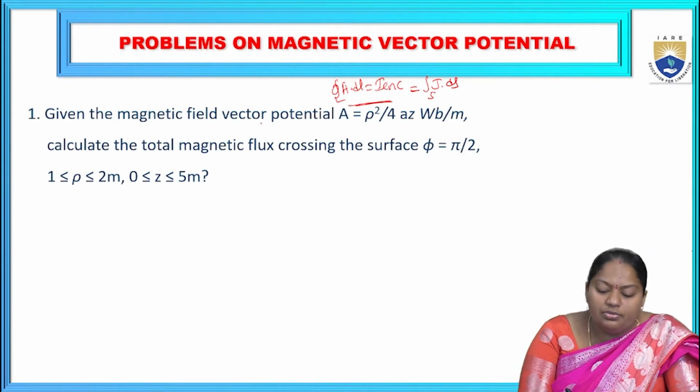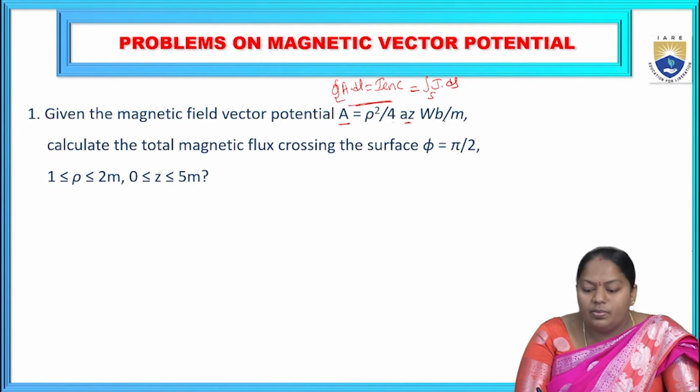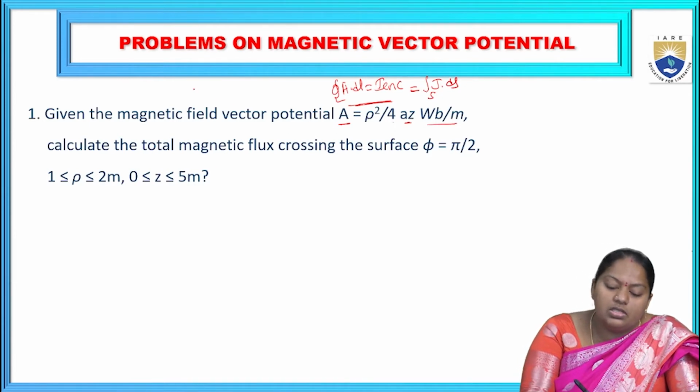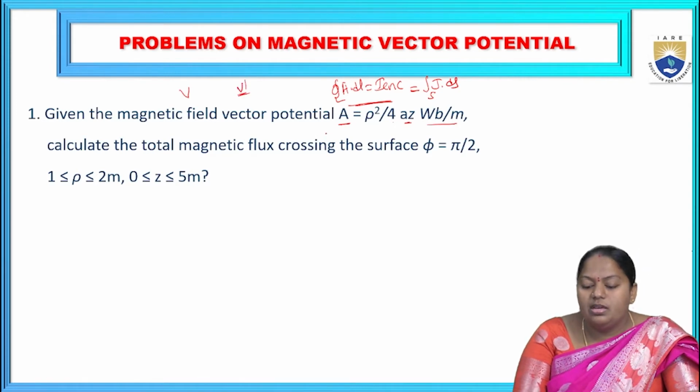Now, the magnetic vector potential A is given as A equal to rho square by 4 into az Weber per meter. Magnetic vector potential is generally measured in Weber per meter, which is similar to electric potential. Electric potential is represented with V and measured in volts, whereas magnetic vector potential is given with the notation A and measured in Weber per meter.